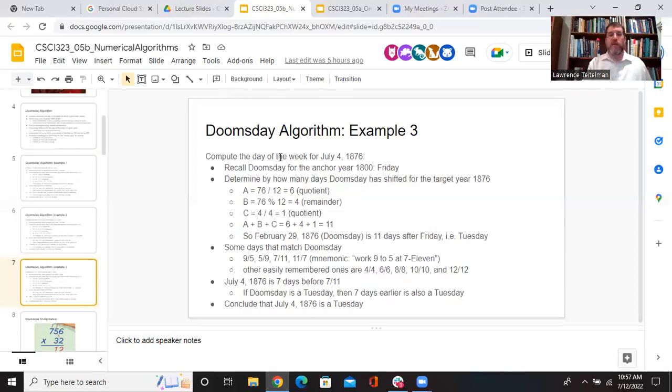And we want something that's near July 4th. So July 11th is near July 4th. 7 days before July 11th is July 4th. So that means it's also going to be a Tuesday. So July 4th, 1876 is a Tuesday.